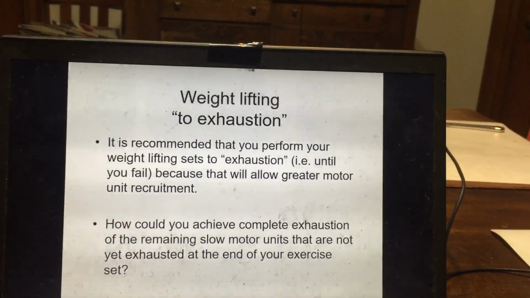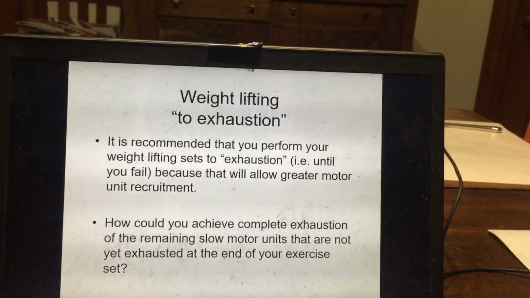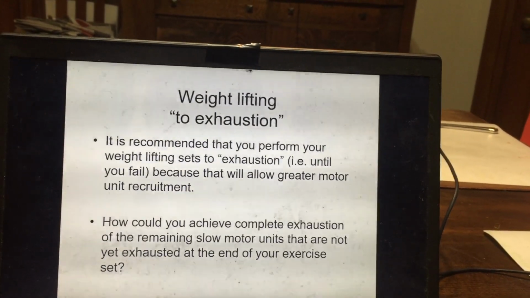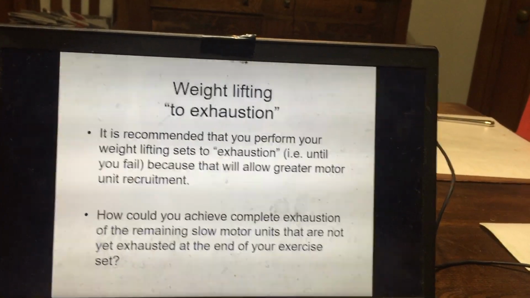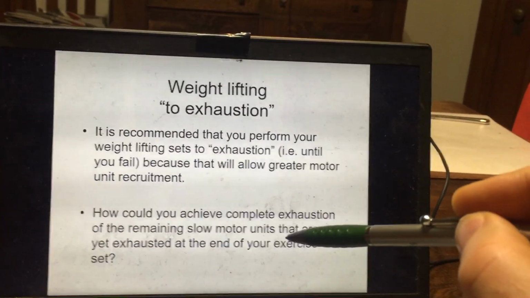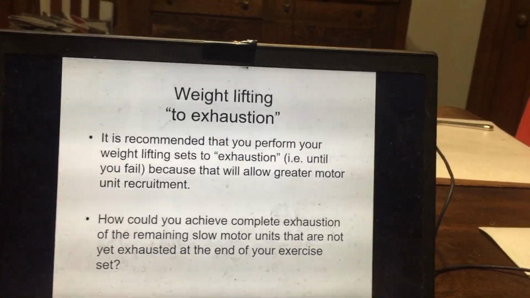So the question here is, it's recommended that you perform your weightlifting sets to exhaustion until you fail, because that will allow you to get optimal motor unit recruitment. Now, how can you achieve complete exhaustion of those remaining slow twitch motor units that are not yet exhausted at the end of your exercise set?